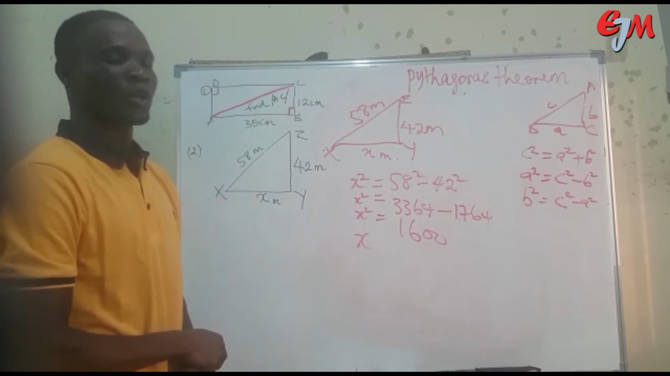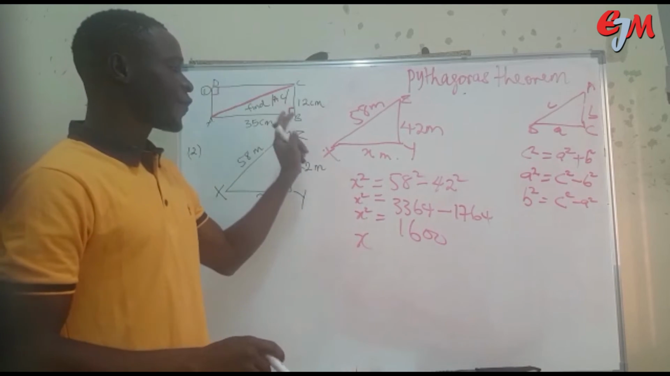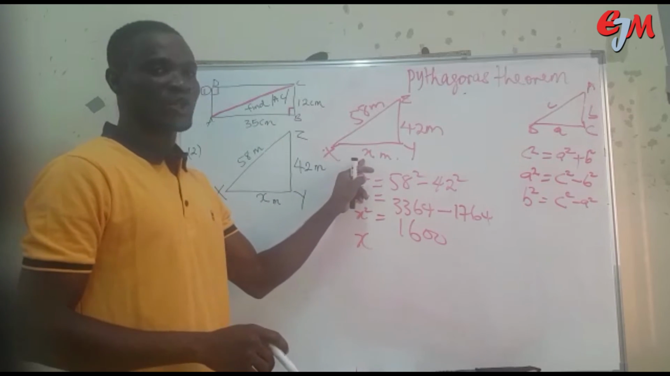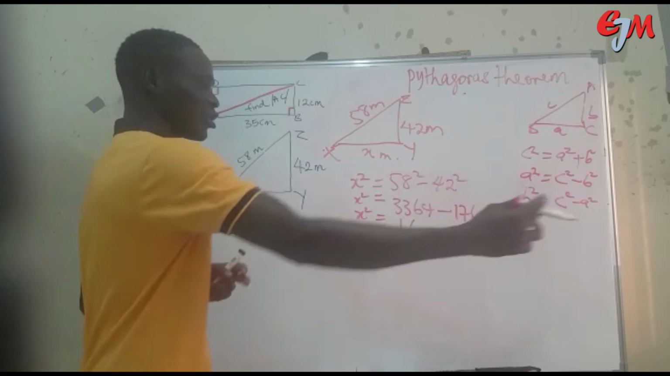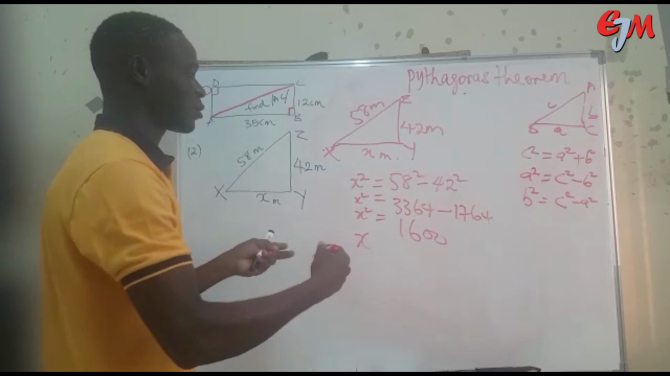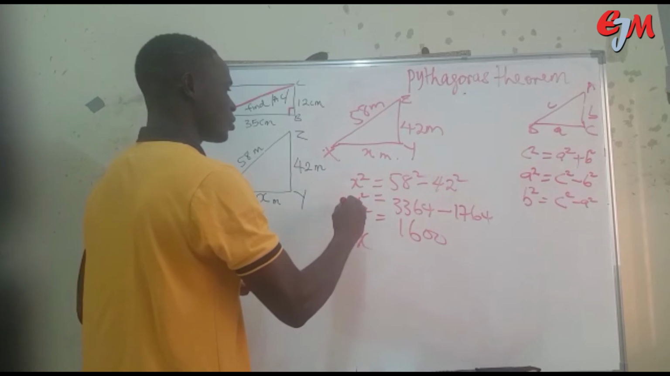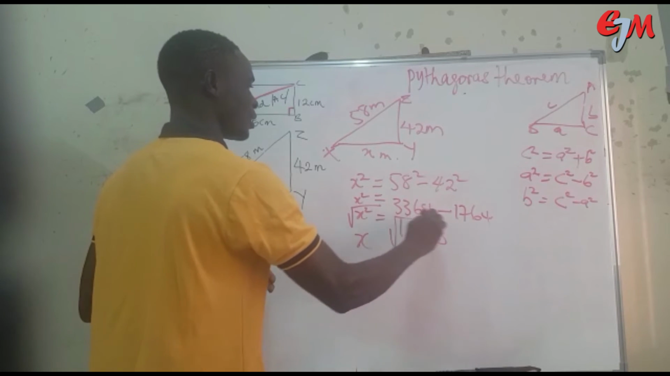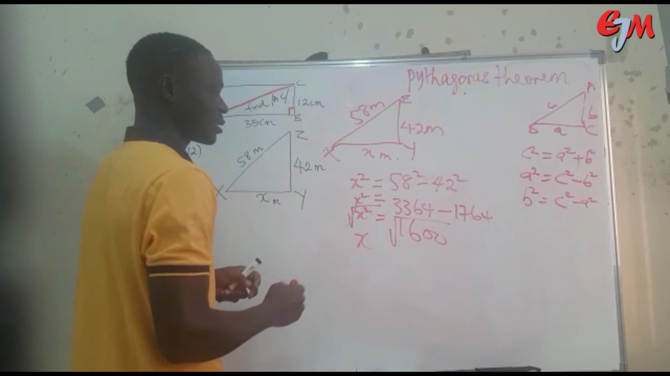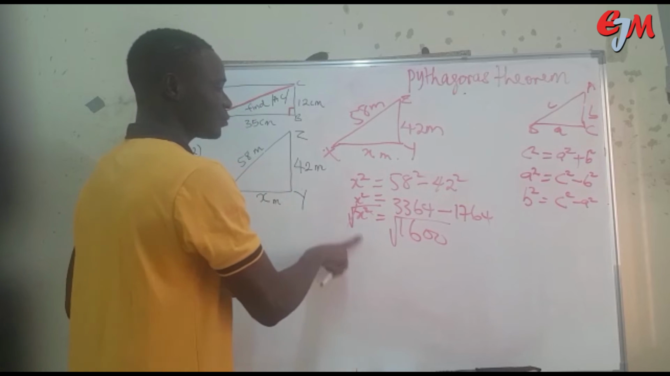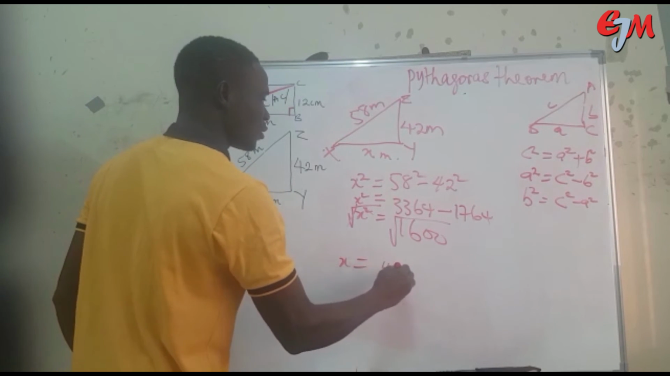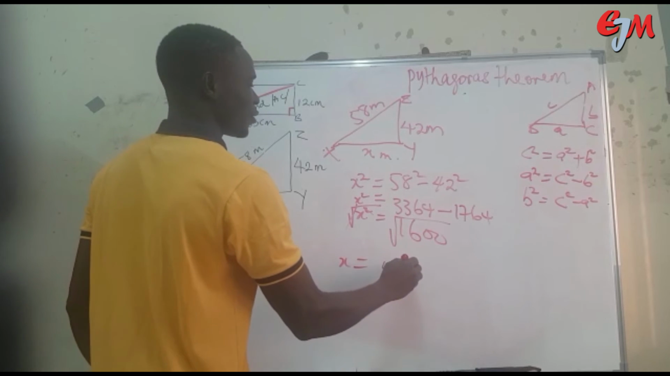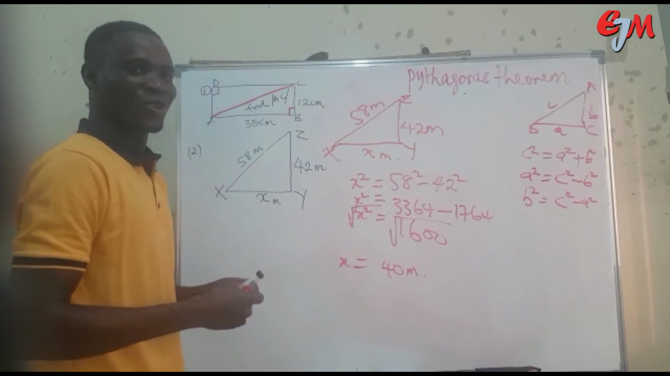Remember, what did we do in the other one? Remember, we are looking for x, not x squared. So for us to get our x, take the square root of both sides. So the square root of 1600 is going to give us what? 40 meters. So that is it.